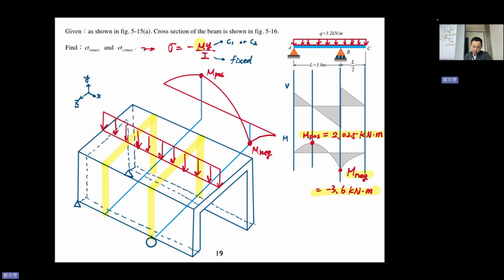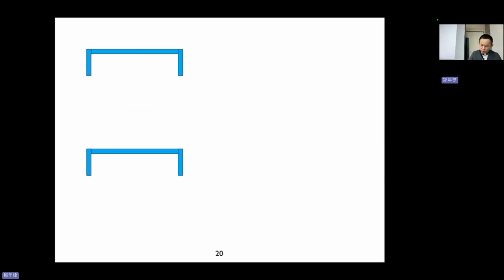Okay, so let's focus on this more. It is a very classic example because you see chapter 4. So if I want to test you, I just give you a chapter 5 problem and then I can test chapter 4 and chapter 5 all together. Okay. Next, the cross-section.